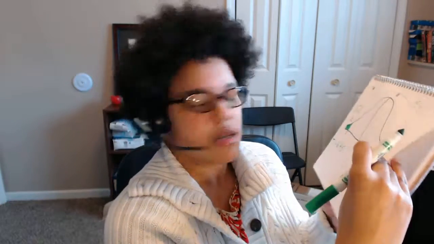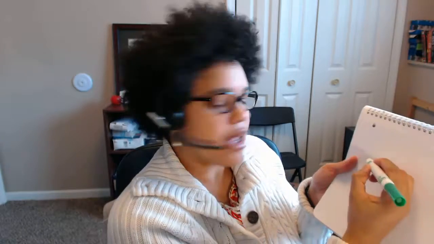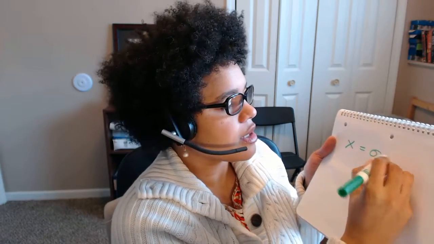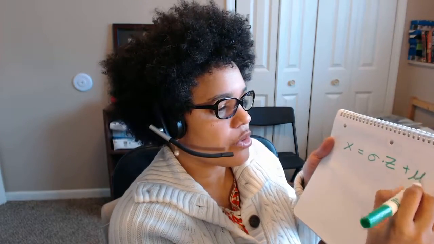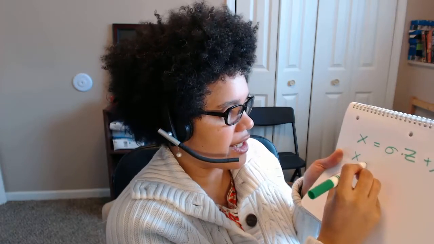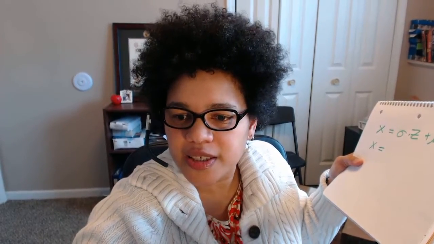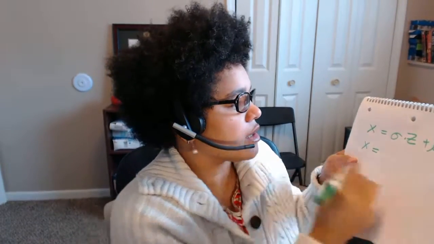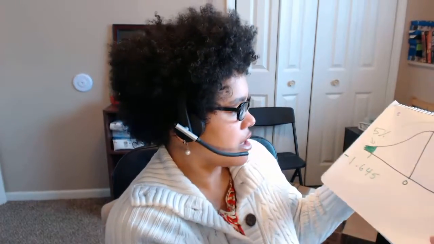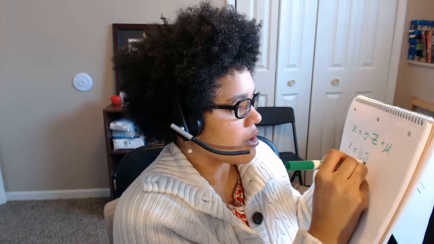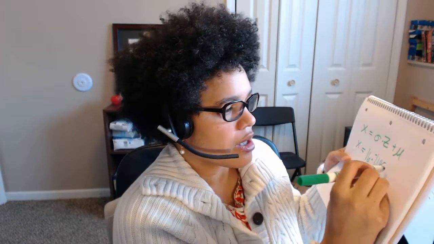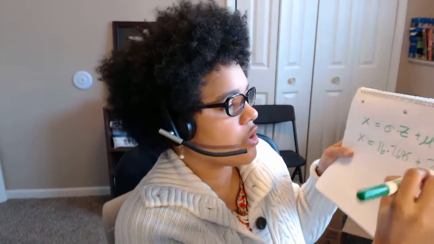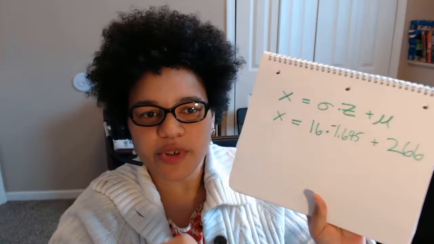So, X, we're trying to figure out the number of days, okay? X equals sigma times Z plus mu. X equals, what was the sigma on these pregnancies? It was 16. 16 times our Z, negative 1.645, plus mu. And mu was what? 266. Plus 266. Okay. See how I'm doing that?